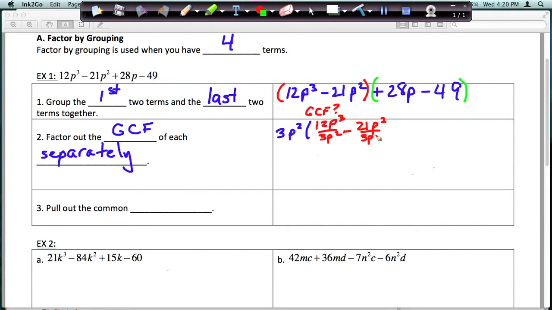Okay, so now we're going to do the same thing with the second 2 terms. We're going to ask ourselves the same thing. What is the GCF of these 2 terms? Again, ignoring the other 2. So that's all I care about is these 2. So looking at 28p and negative 49, the only thing they have in common is a positive 7. So that's what we're going to pull out. And I'm going to divide both of these terms by 7. So 28p divided by 7 and negative 49 divided by 7.